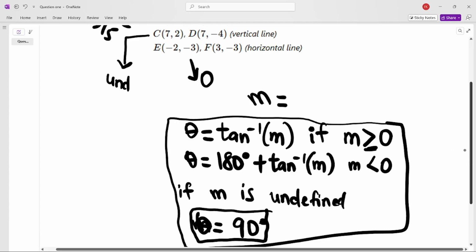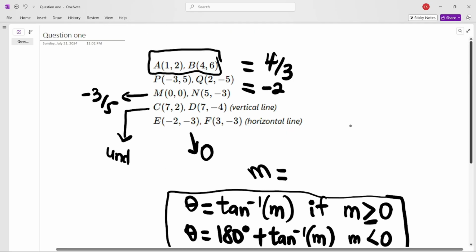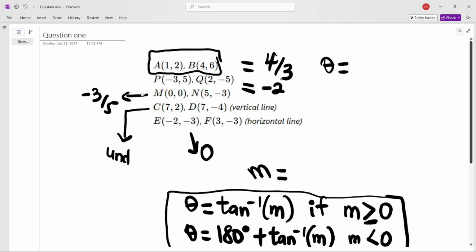Are you okay? Yes, sir. So let's start with the first one. This one is positive, so the angle is just going to be what? Kennedy, what formula are we going to use? Sir, we'll use the first one. Okay, so what's your answer? Use your calculators. There's tan inverse on the calculators.